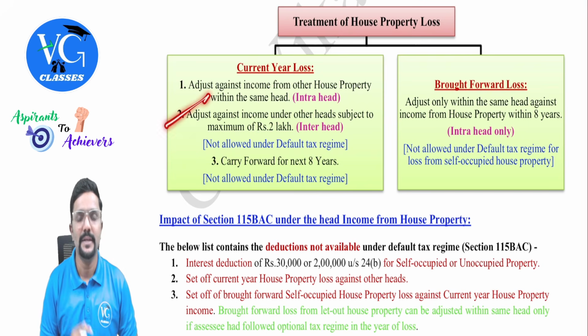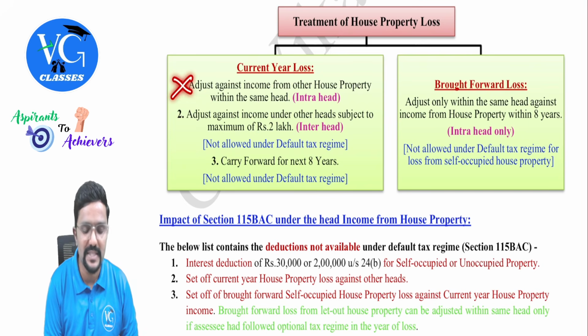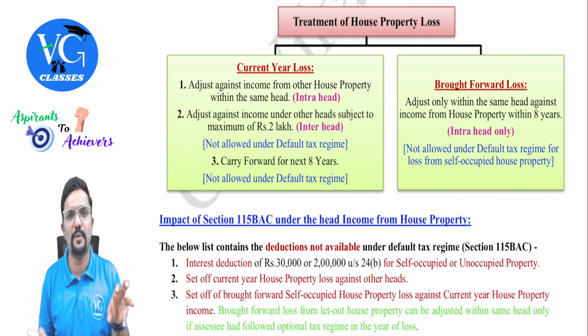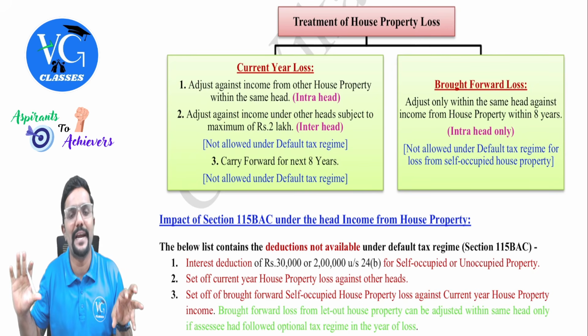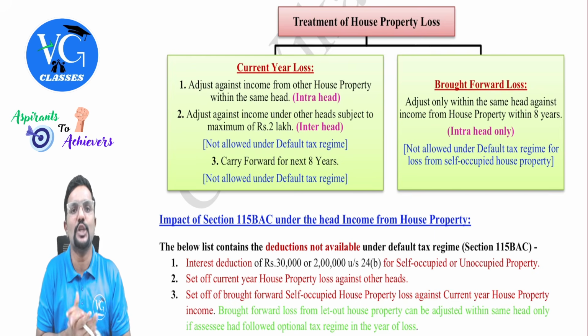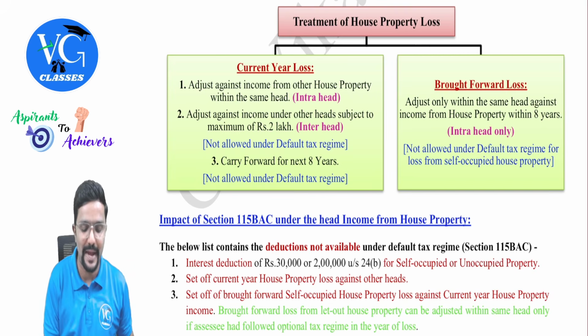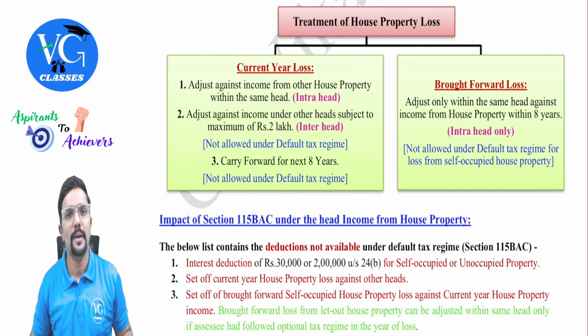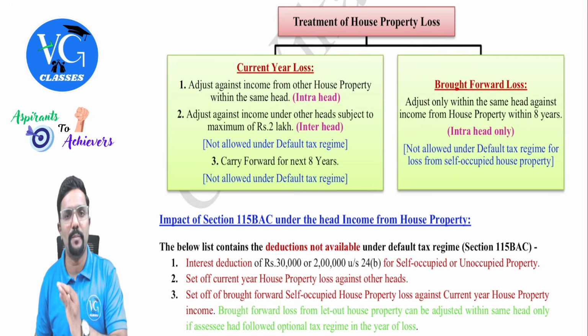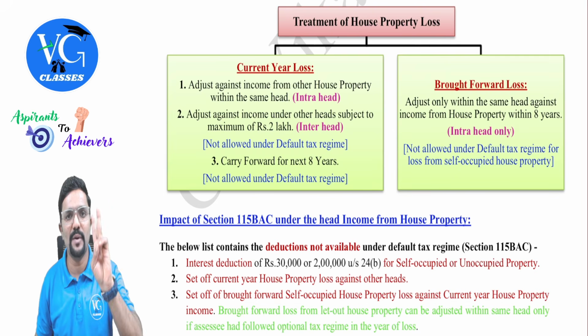Coming to the second point. Sir, if he cannot adjust within the same head because he has only loss from house property, he doesn't have any income under the head house property, can he adjust such loss from house property against other heads of income? Yes, he can adjust, but maximum 2 lakh per year. Whether that loss is from self-occupied property or let-out property, doesn't matter. Maximum you can adjust it against other heads of income is 2 lakh.